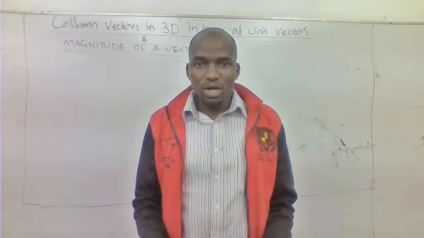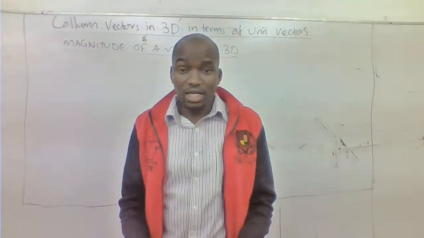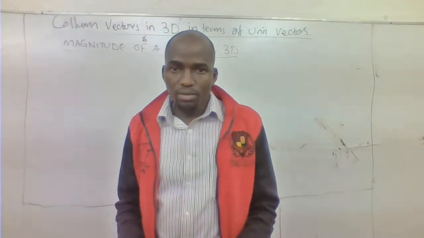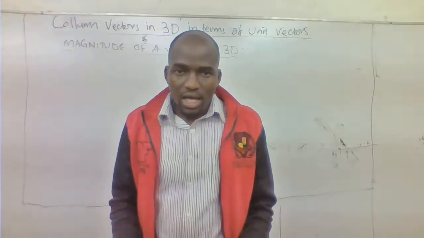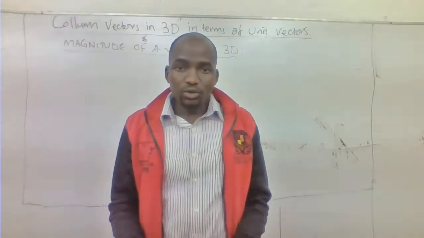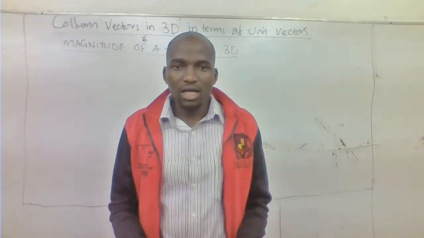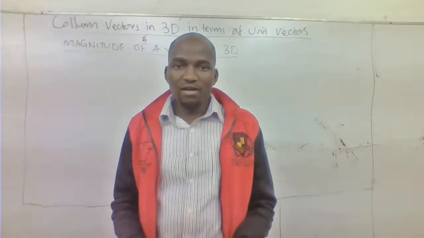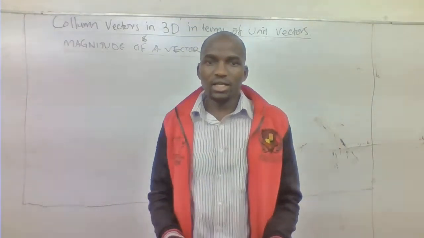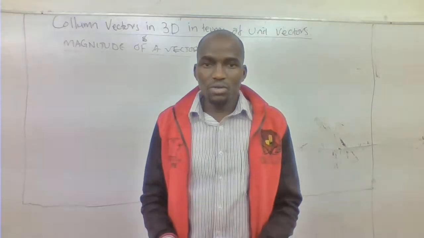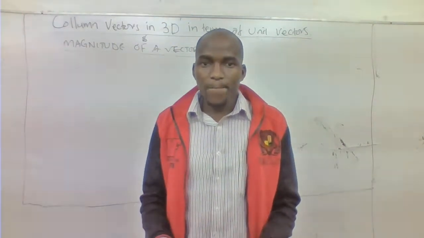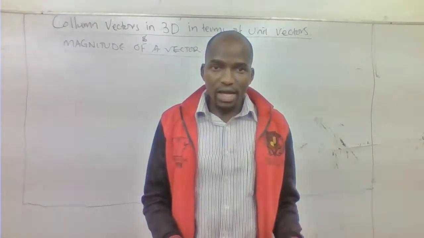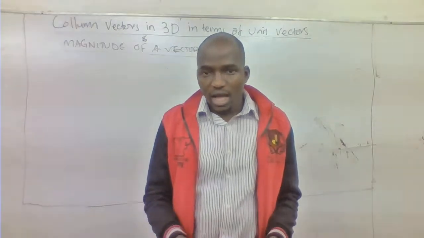Let's start by first of all knowing what a vector is, and we define a vector as a quantity with both magnitude and direction. And remember, in 2 dimensions, vectors are expressed in terms of I and J alone. In 2 dimensions, we only have 2 axes, that is the x-axis and the y-axis. Now in 3 dimensions, we are going to introduce the third axis, that is the z-axis, such that now we have the y-axis, the x-axis and the z-axis.